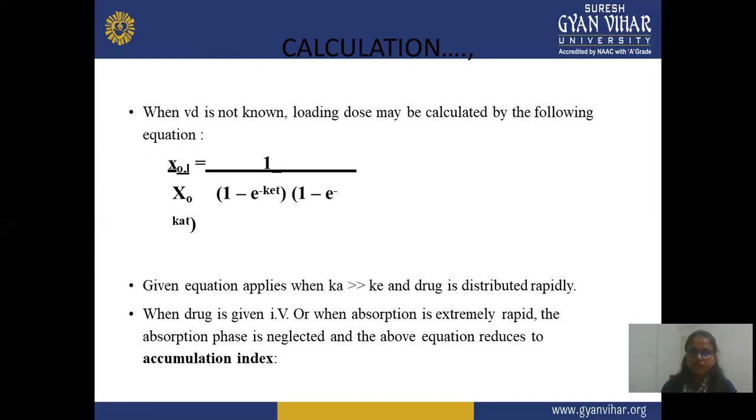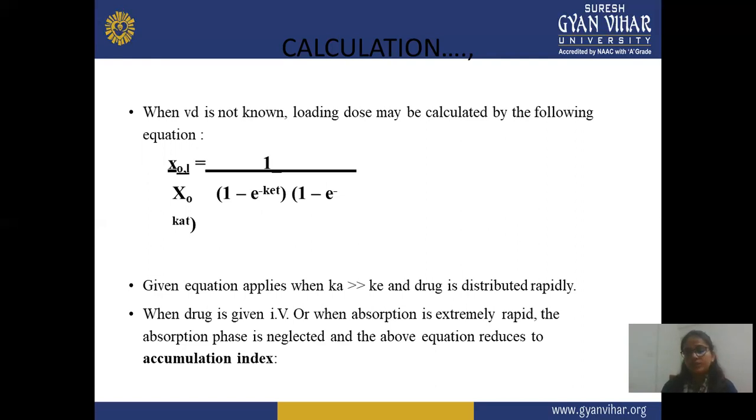This is K80 is not from X0 side, is equal to 1 divided by 1 minus e to the power minus K80, close bracket, in another bracket, 1 minus e to the power minus K80, close bracket. So this is a modified formula of the previous equation. Next, the given equation applies when Ka is more than Ke.